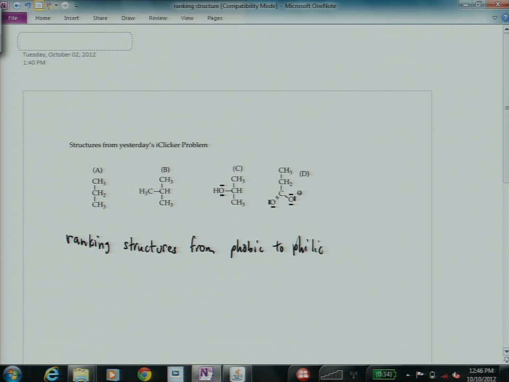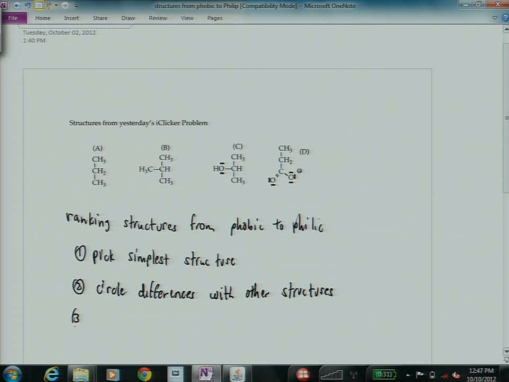The answer is, number one, you pick the simplest structure. All right. Number two, you circle differences with other structures. And then you rank differences by their effect.